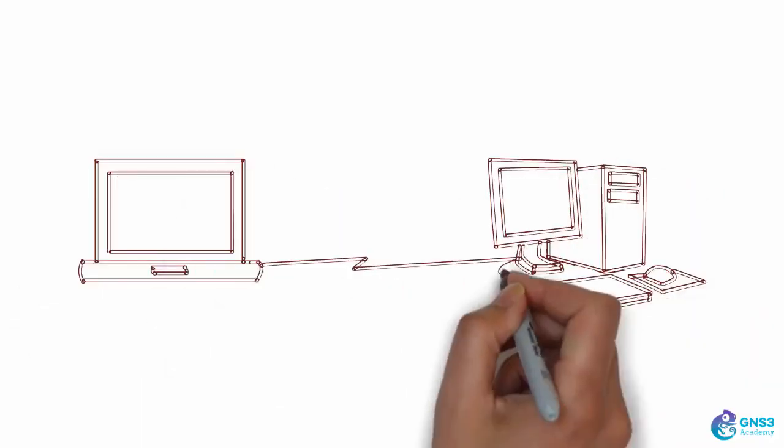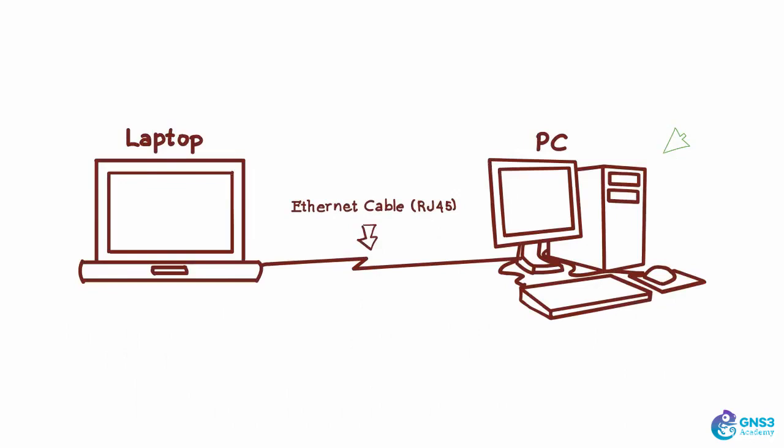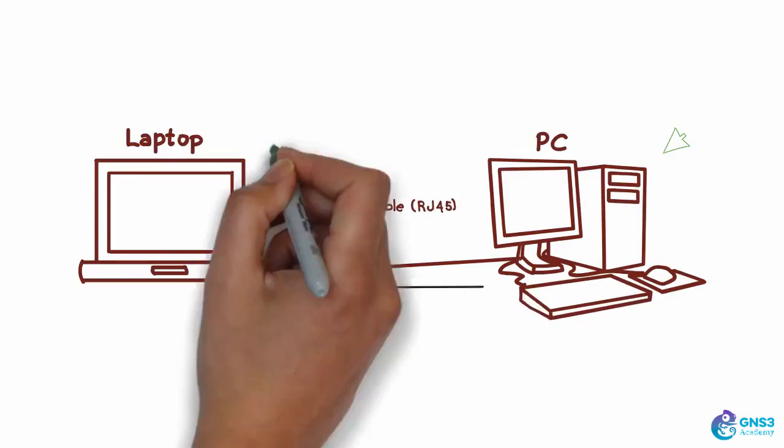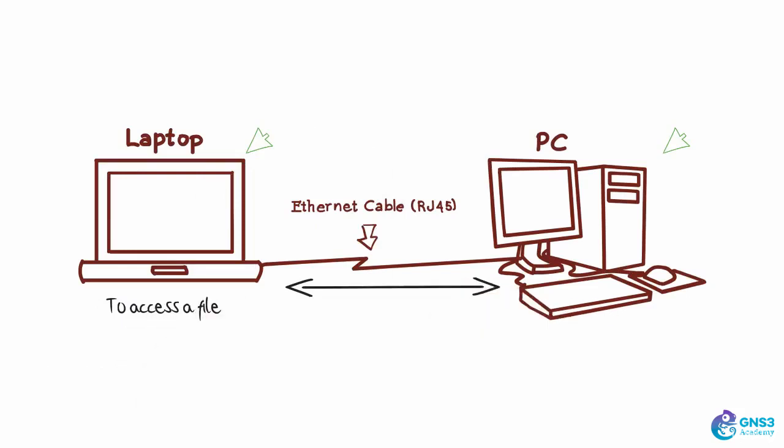In its simplest form, you may have a PC and want to share a file with someone else. So a laptop is able to access a file shared on a PC across a physical cable, or more and more these days using wireless. Another example may be a printer.